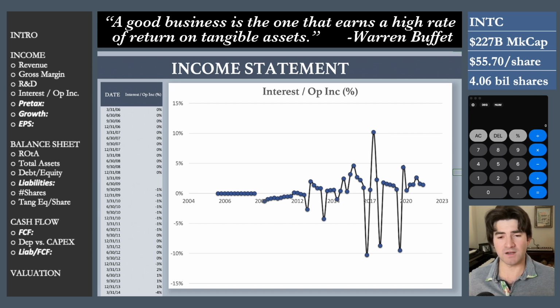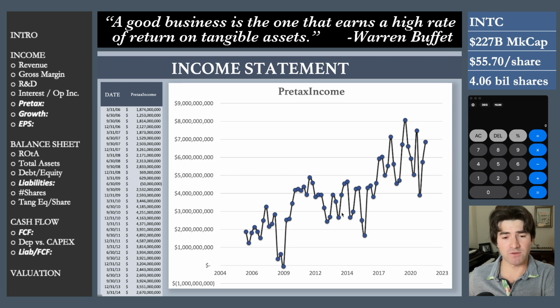There's not really a financial risk there. I love seeing this. This is a big gold star, check mark, whatever you want to call it. All right, let's look at our pre-tax income. Just like revenue, you like to see pre-tax income growing. That's great. And I use this to do valuation on companies.